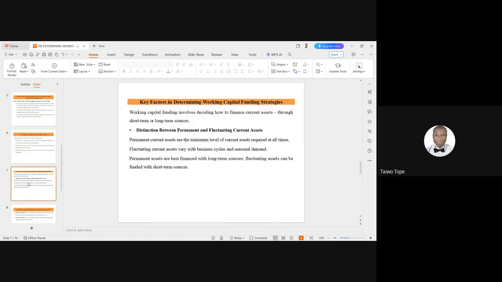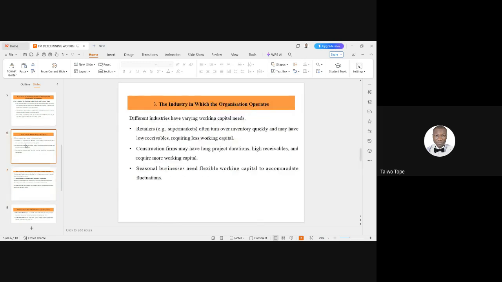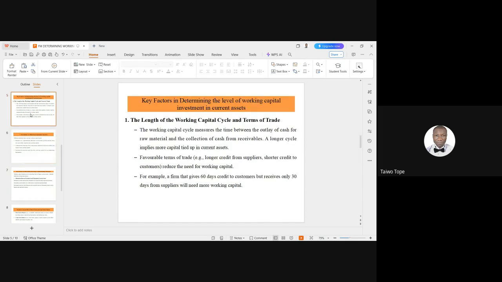Likewise, we also have working capital policies. We have various policies such as conservative and aggressive policies. Now, when we talk about these policies, businesses manage working capital using different approaches, each with trade-offs between liquidity and profitability. That is, each of these has an opportunity cost.